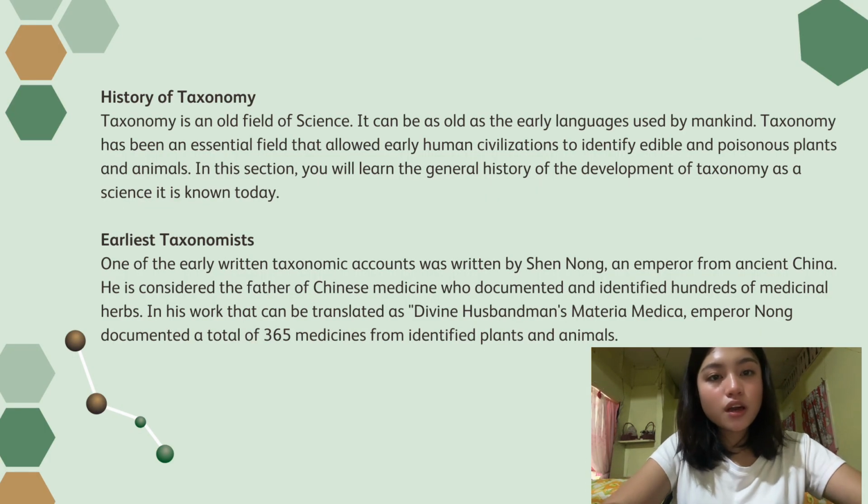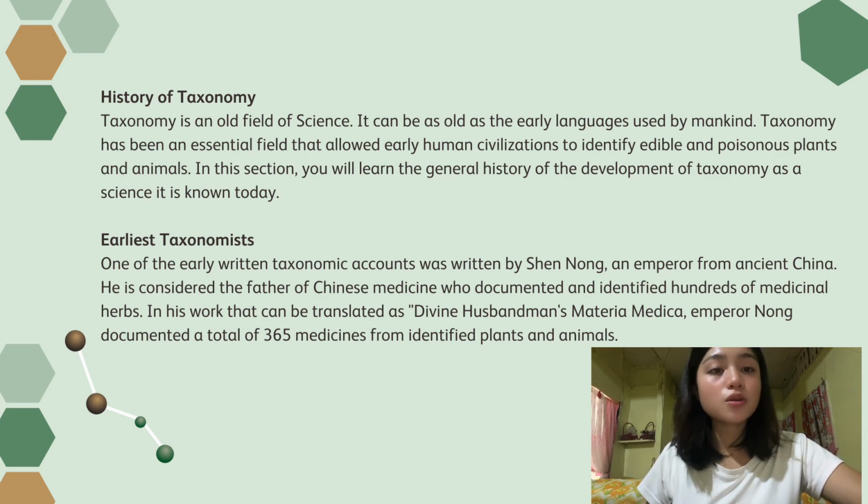So, history of taxonomy. Taxonomy is an old field of science. It can be as old as the early languages used by mankind. Taxonomy has been an essential field that allowed early human civilizations to identify edible and poisonous plants and animals. In this section, you will learn the general history of the development of taxonomy as a science as it is known today.